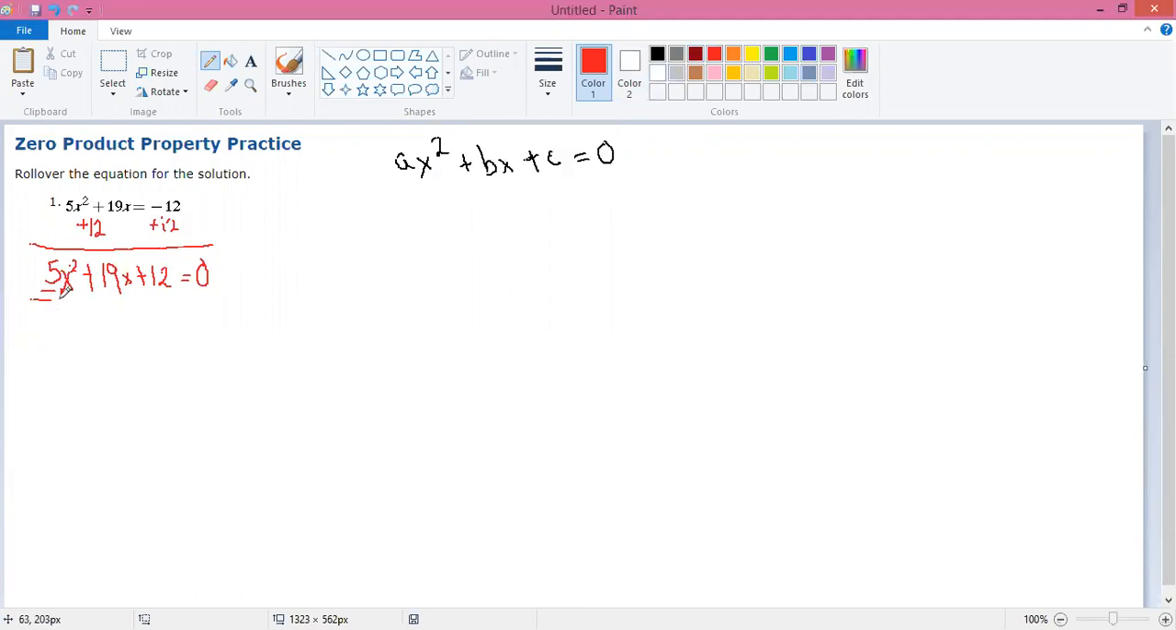So in order to do that, I'm going to say 5 times 12. I'm going to multiply the coefficient of the first term times the last term. So I'm going to say 5 times 12. What's 5 times 12? Yes, it is 60. So I write 60 down, and then I'm looking for factors of 60 that would add to give me my middle term, and my middle term is 19. So let's list the factors of 60. What are the factors of 60?